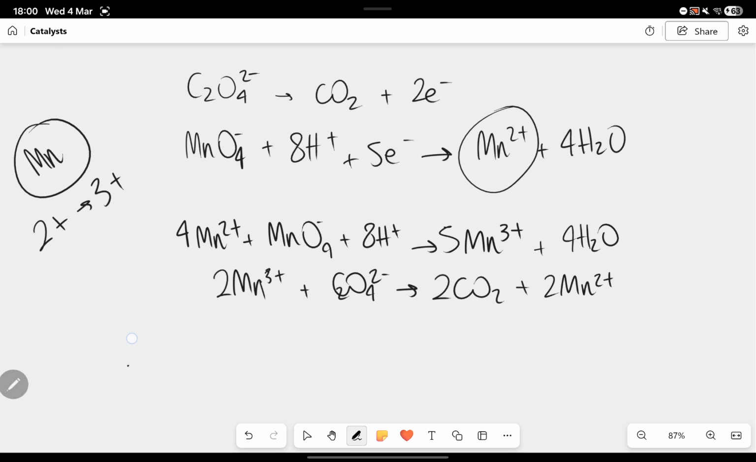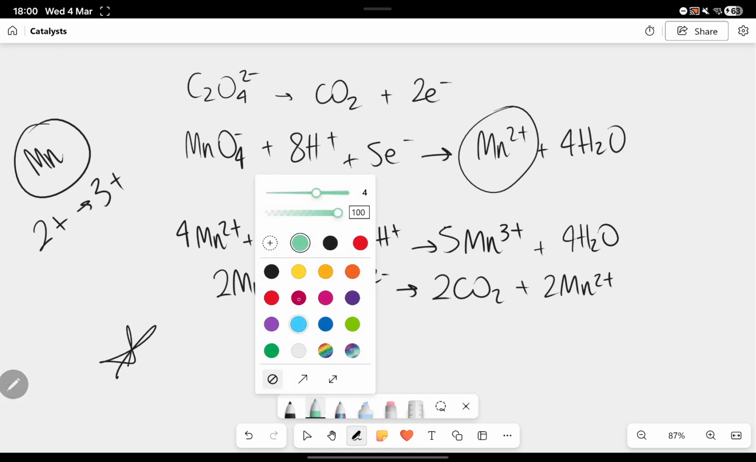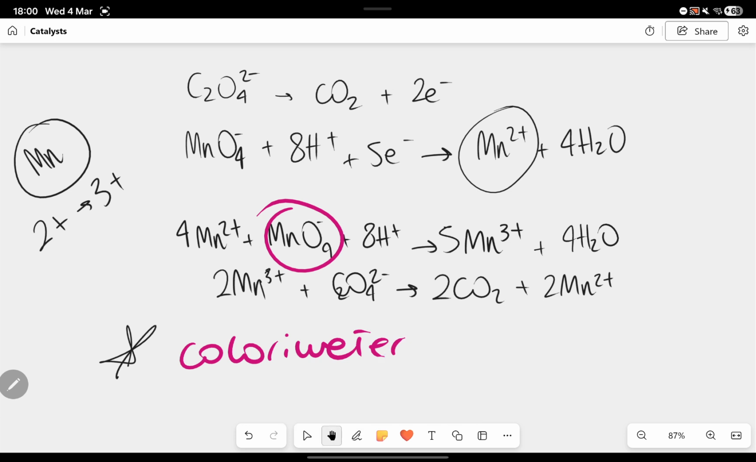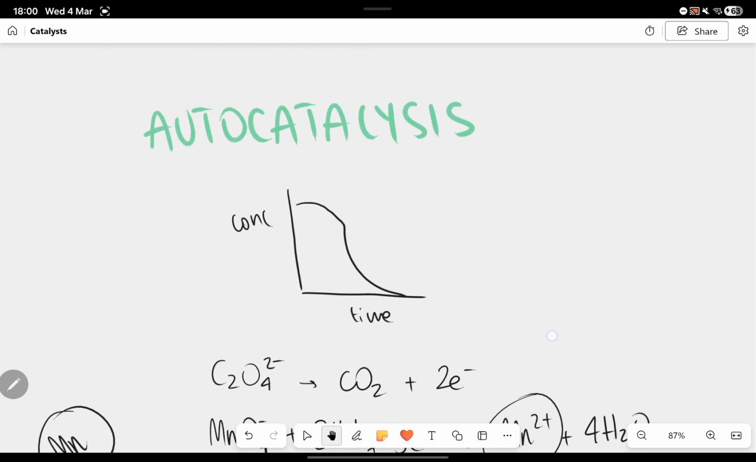Now, a very common question that comes up here is, how do we follow this reaction? Well, remember that the manganate has a nice, very pretty color, and it's pink, which means that we can follow this reaction using a colorimeter. Because, of course, we need to be able to plot this concentration time graph.